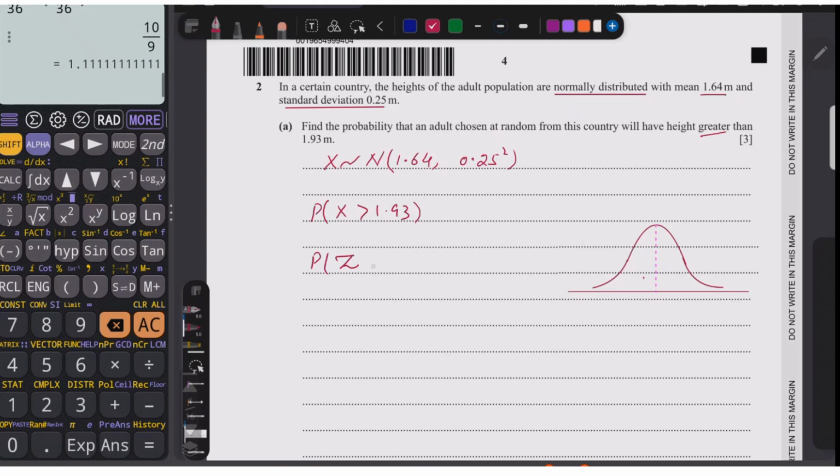We convert this x into standard normal, which is 1.93 minus the mean, and we divide it by the standard deviation. It is equal to 1.16, and let's show it on the bell curve. Greater than means 1 minus phi of 1.16. By using the table or by using the calculator, we'll get the answer.